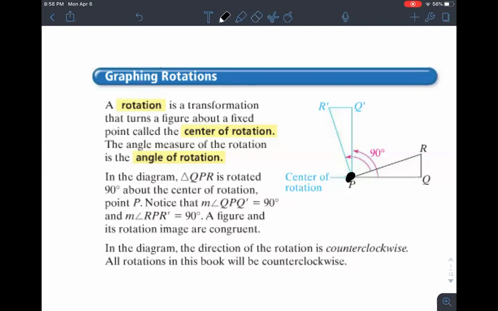Notice that the angle QPQ prime is 90 degrees. That's why it's a rotation of 90 degrees. Notice also that it's moving to the left, or counterclockwise. That's significant here. The direction of a rotation is always going to be counterclockwise in this book.